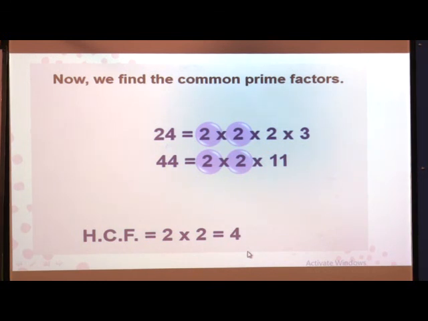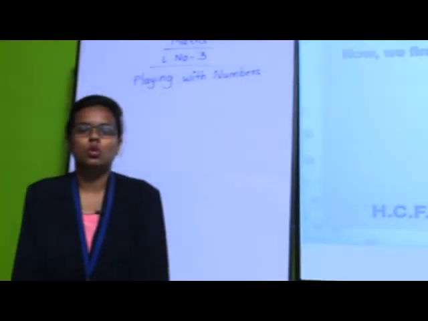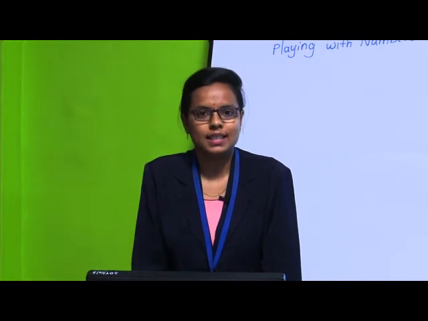So, we have completed finding HCF in 2 different ways, and we will see the HCF that we can find in a different way in the next class. I request all the students to practice these methods and also solve a few examples which are given in your textbook in the try these sums. You can understand the concept.